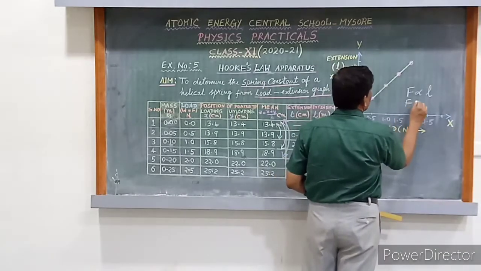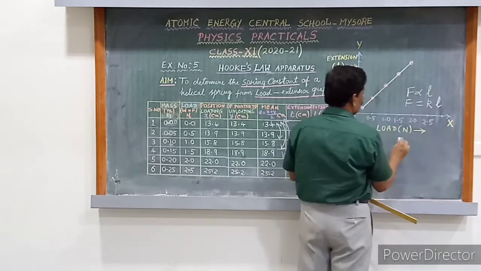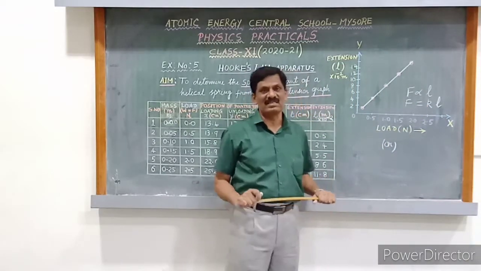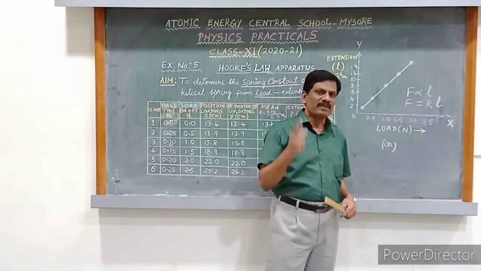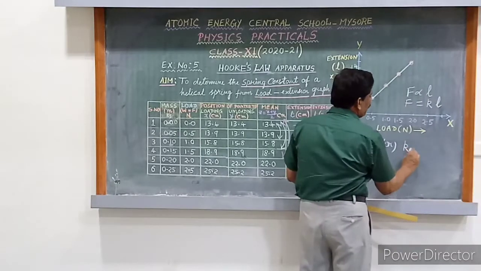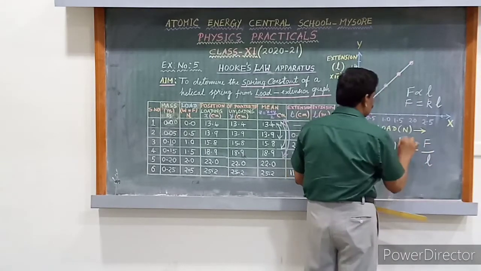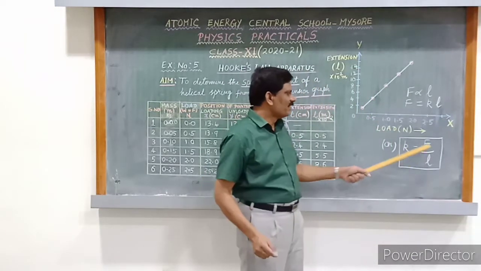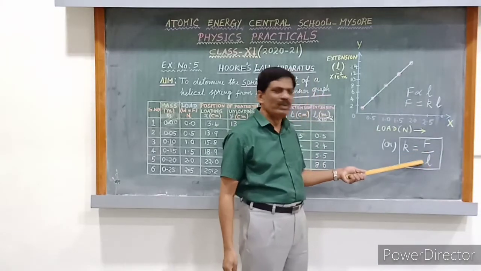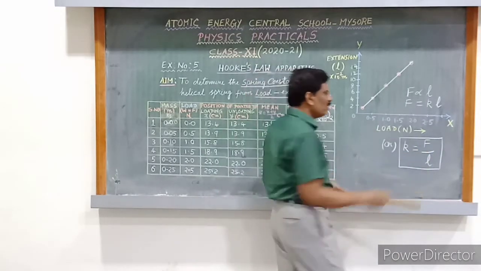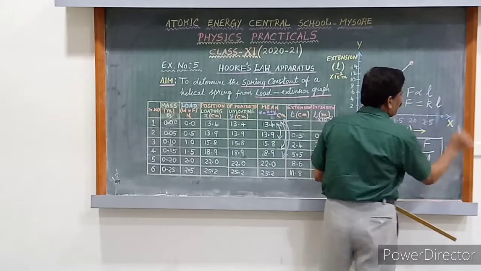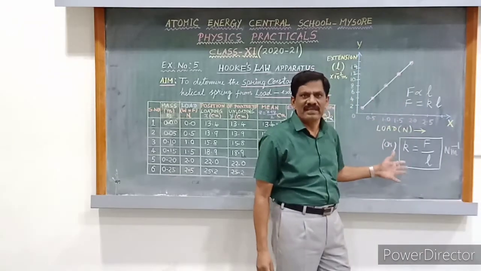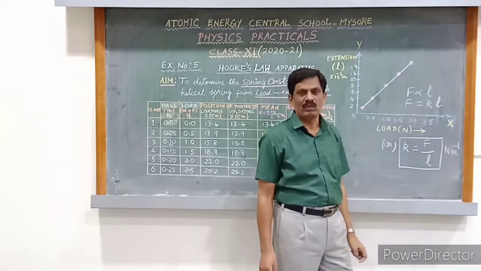So F is equal to what? K into L, where K is a constant. This K is called what? Force constant or spring constant. This is what I told you at the beginning itself. Spring constant K, from this equation, K is equal to F by L. So this K is called spring constant, but it is defined as the force required to produce unit displacement or extension. So its unit must be what? Newton per meter in the SI system. Have you understood? So this value of K we have to find out from this graph.